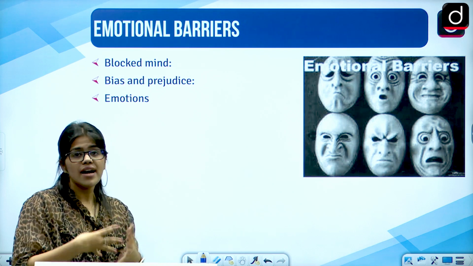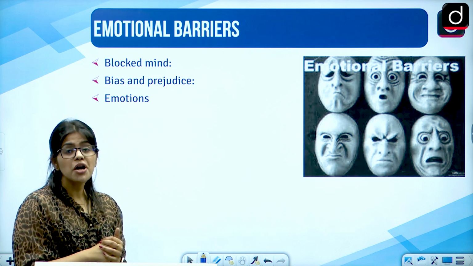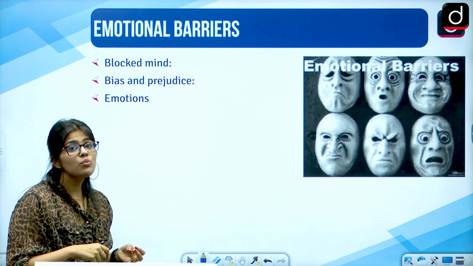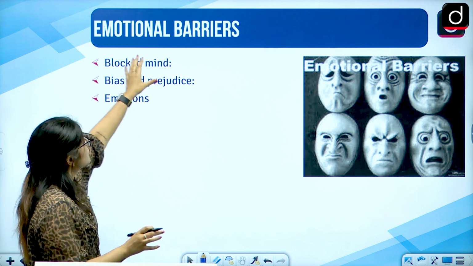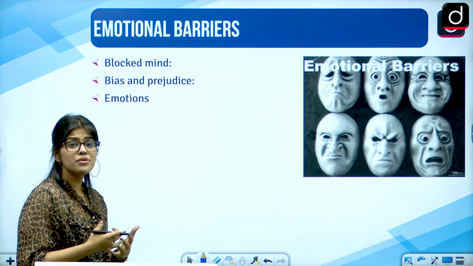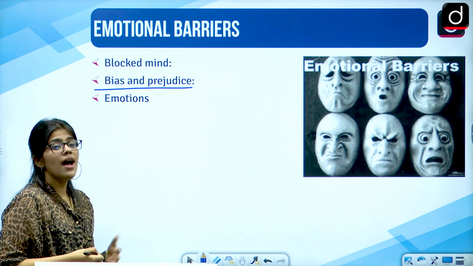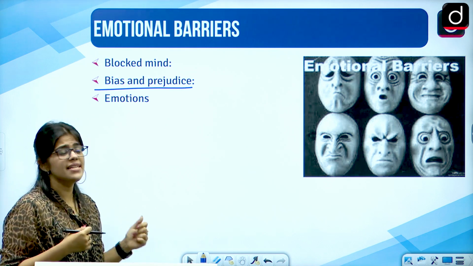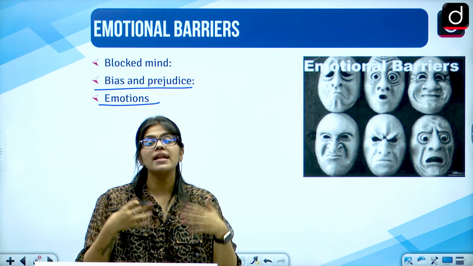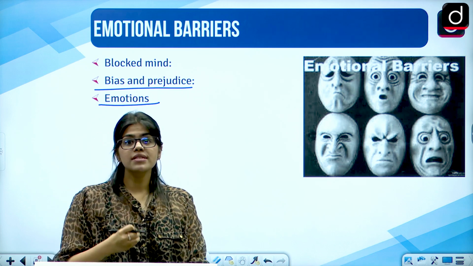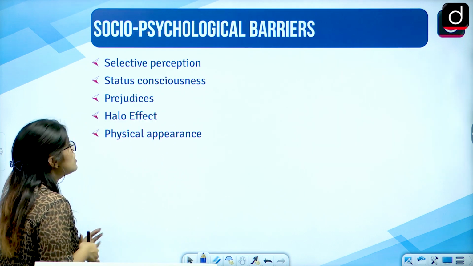Then emotional barriers. Your emotions always come in between when you are talking. Not only the cognitive attitude of a person is important, but the emotional, affective side is also important. We know that there are three domains: we have the psychomotor, cognitive, and the affective domain. So there can be different barriers related to emotions. Blocked mind. Maybe I'm not ready to understand. Maybe I'm too scared to talk to my boss. There can be bias and prejudice. I have already decided that that person is not a good person. Maybe I am too overpowered by my own emotions and I'm not able to communicate. Maybe I'm too scared to go and talk to my teacher and ask doubts. These are all included in the emotional barriers.